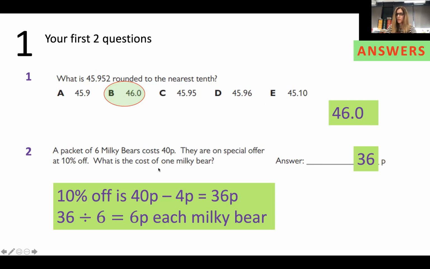Okay, question 2. 2 ways of doing it. You could take 40 pence and divide it by 6 and then take 10% off. Or you might think, well, is there an easier way to do it? Let's look at the numbers. Actually, if we take away the 10% first, that gives us 36 pence. And then we've got 36 divided by 6, you're going to get a whole number answer. You haven't got to mess around with fractions or decimals. 6 pence each per Milky Bar.